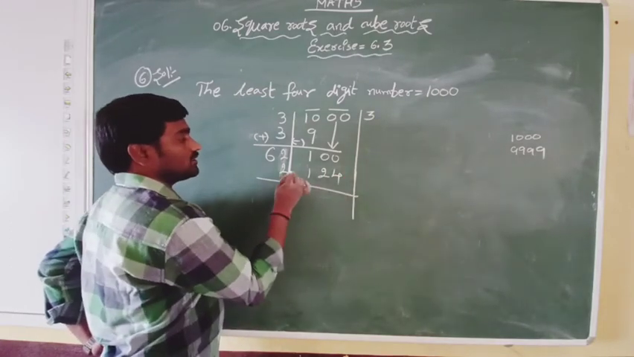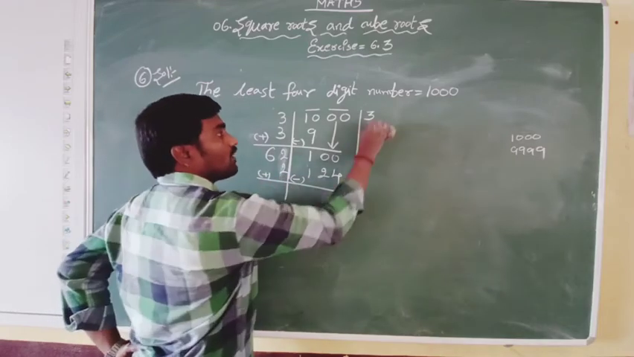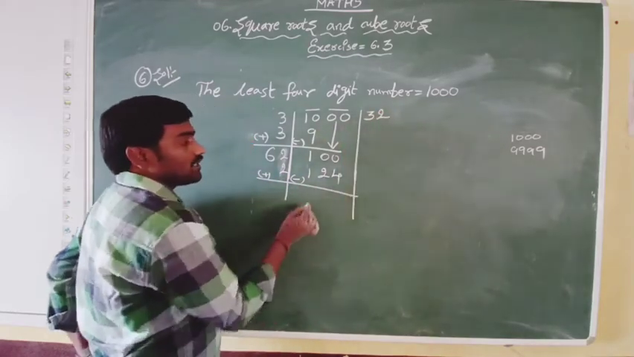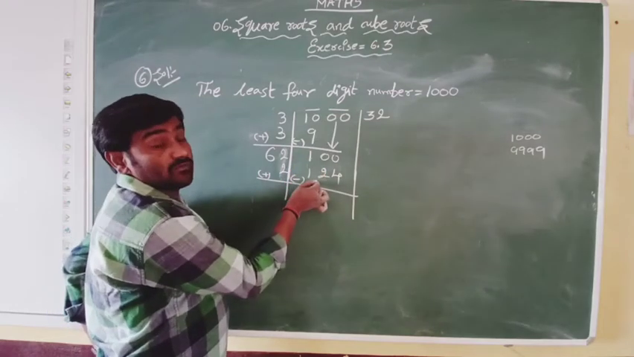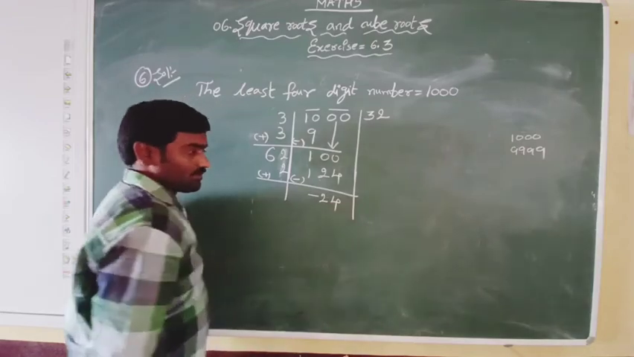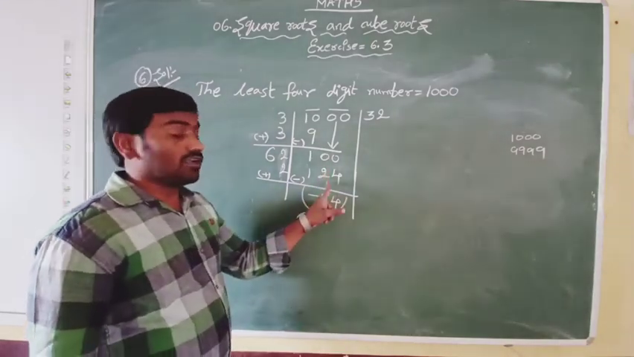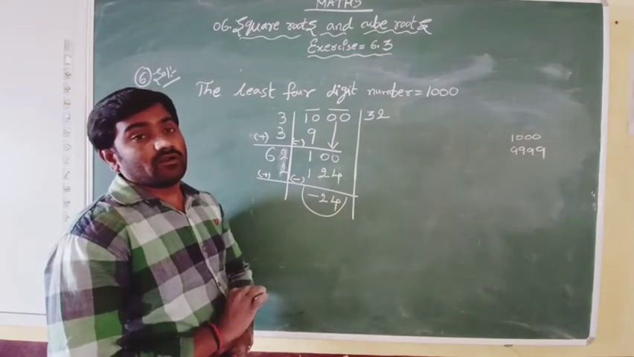124. What will I get? Here I have to subtract, and here I have to add. The 2 I will write here. 100 minus 124 gives us minus 24. Yes, here minus 24.